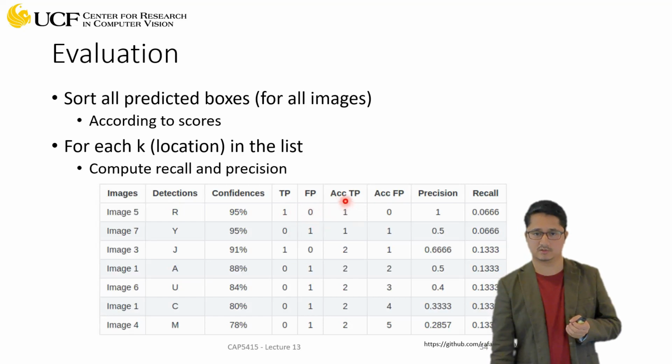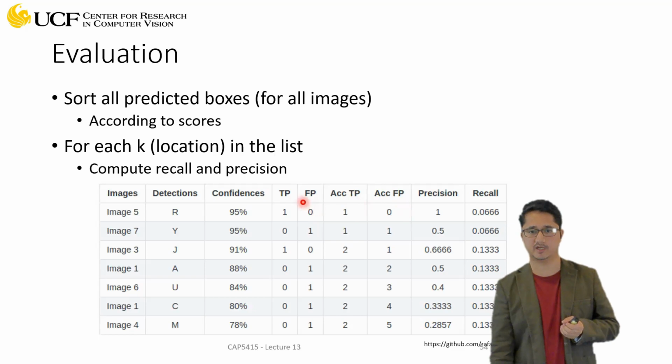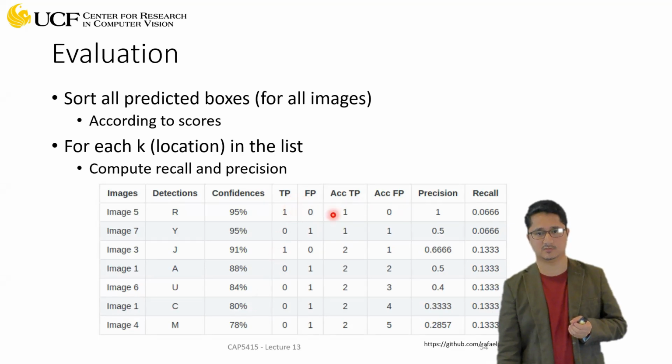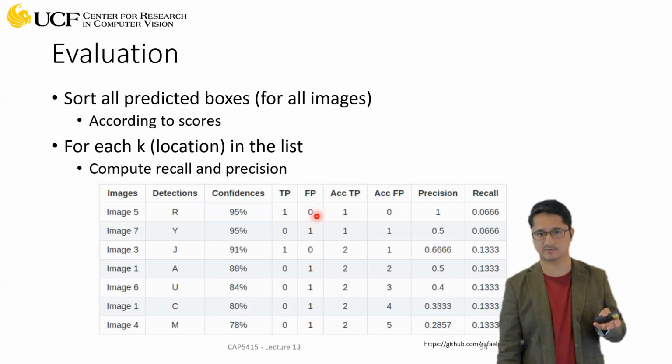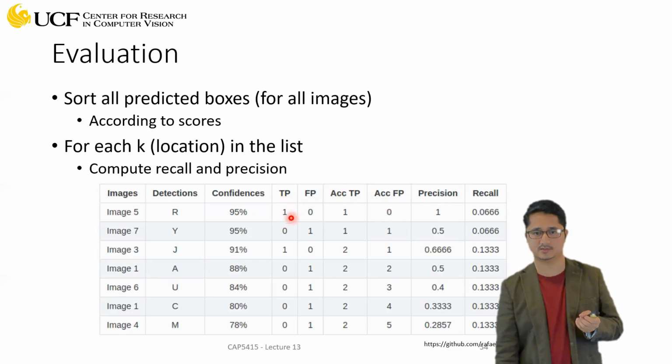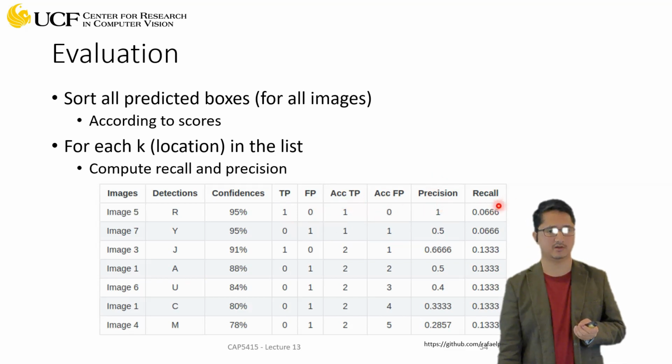Now, these two columns are again true positive and false positive, but they are accumulating these scores. In this case, we have one true positive, so it's 1 because prior to this we didn't have anything, and false positive is still 0. It will remain 0. So using these accumulated true positives and false positives, not the previous scores, you will compute your precision and recall. All right.